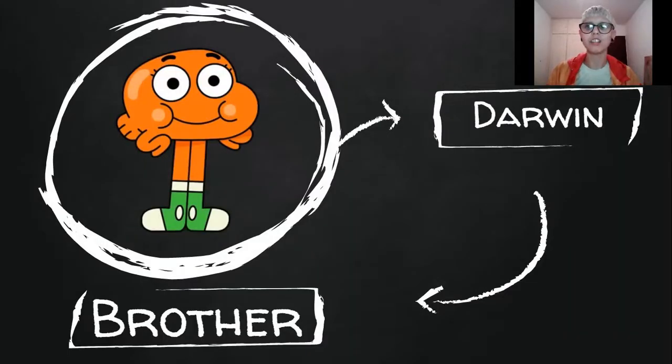This is Darwin. And Darwin is Gumball's brother. Brother. Darwin is Gumball's brother, and his name is Darwin.